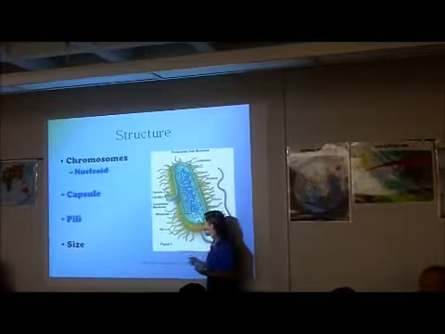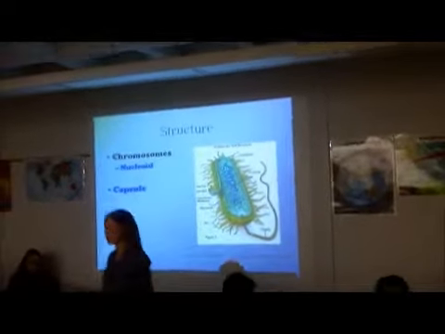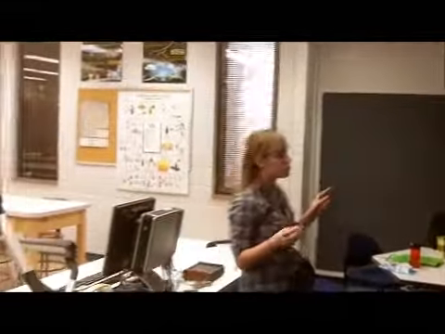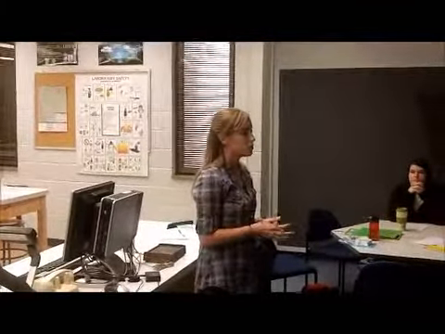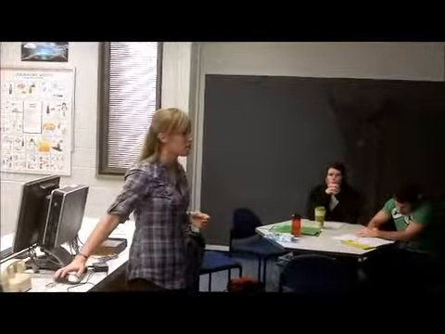And then the size: bacteria are really tiny, microscopic organisms. Because they're so small, nutrients can diffuse through the cell really easily, which is good for them. There are different ways that they metabolize things, but being really small, it's easy for the nutrients to diffuse throughout the cell.